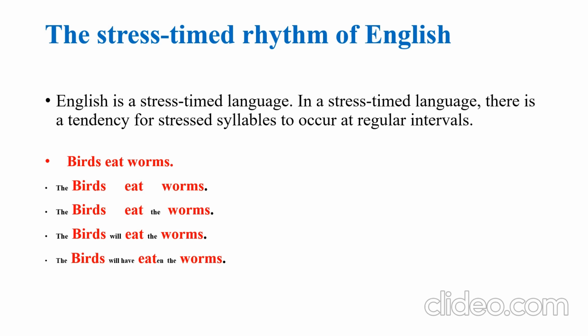In the following examples, you see that three monosyllabic words, birds, eat, worms, are stressed. Even if we add other words like the articles or auxiliary verbs, again, it takes the same amount of time to say the new sentences. The reason is that through all these examples, just the three words birds, eat, worms are stressed.